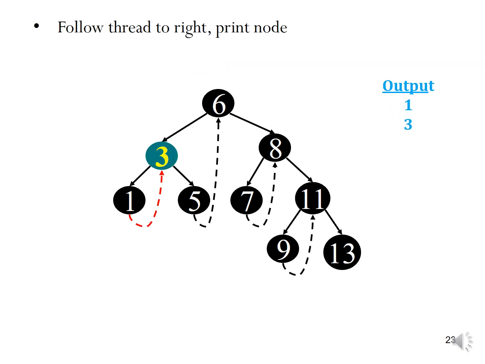Then, to the right, follow the thread. If we follow this thread, the right pointer or this thread points to the node 3, because this is the in-order successor. So we will print 3.